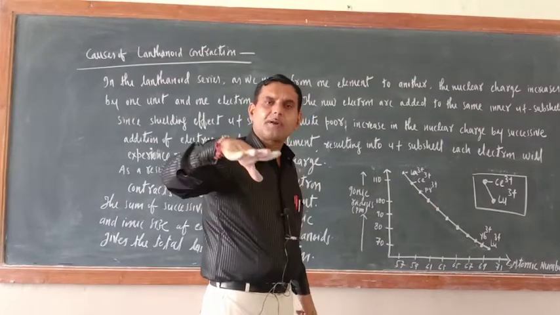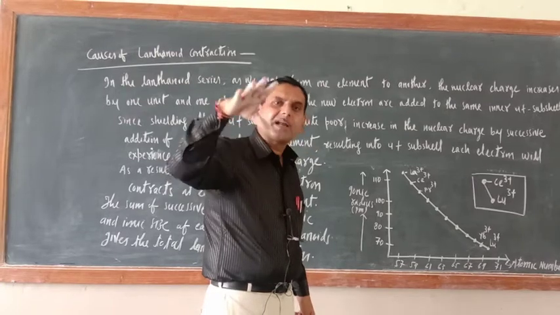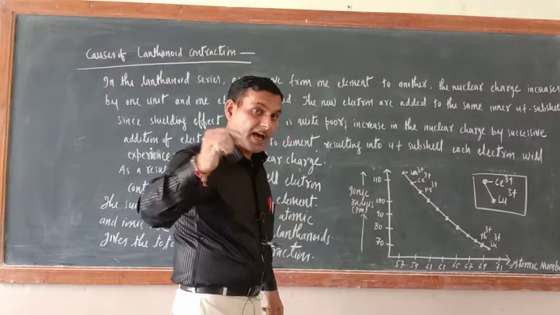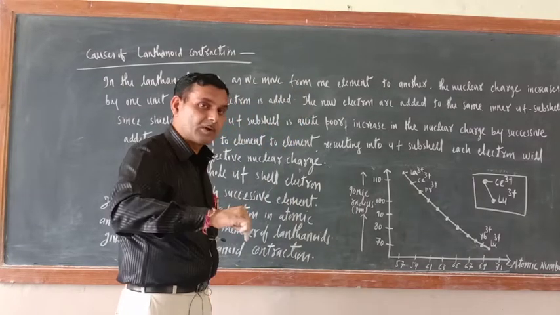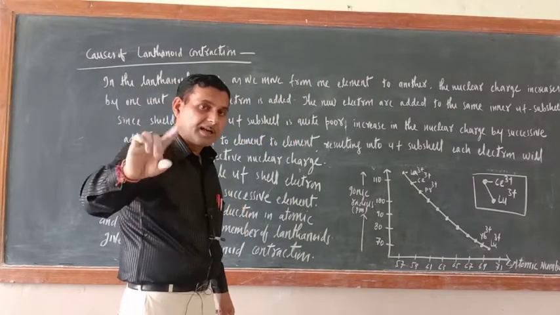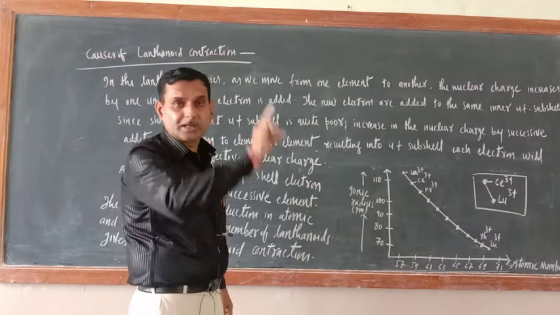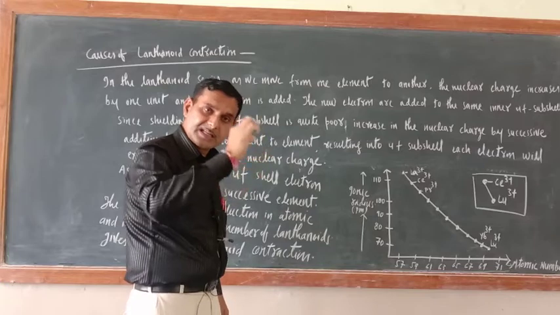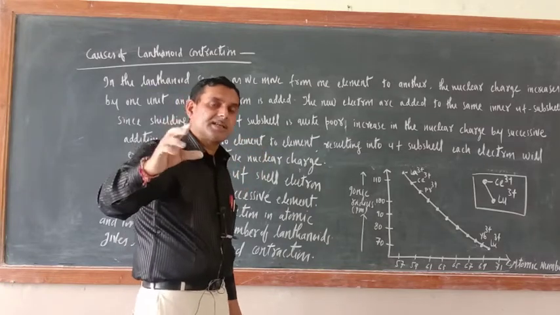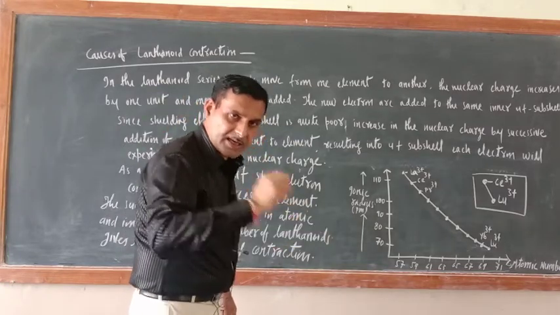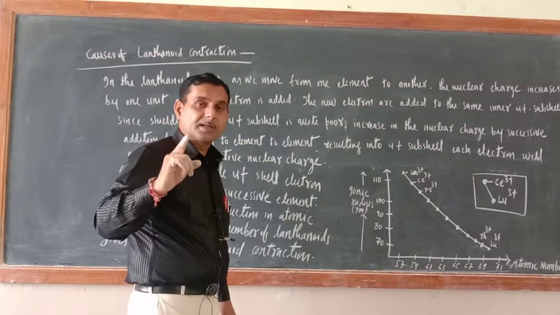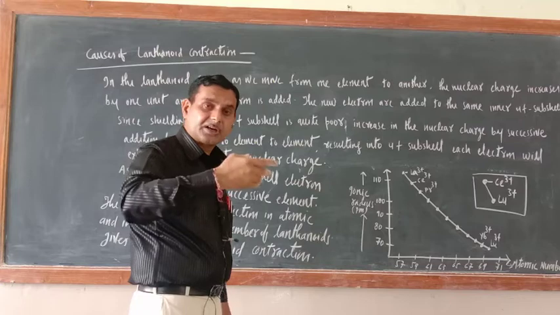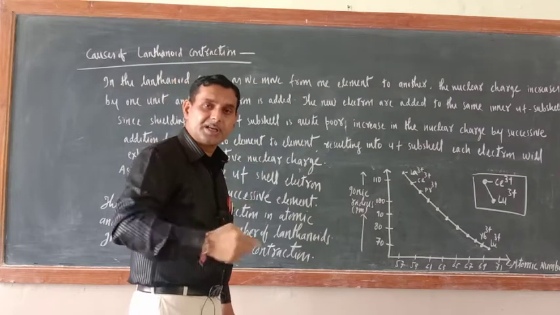So in the f orbital, electrons keep on increasing. But remember, they are entering the 4f subshell only. They are not entering a new subshell. They are entering the 4f subshell. So just see, the electron is added to the same inner shell, but the nuclear charge increases by 1 unit of positive charge with the addition of each electron.